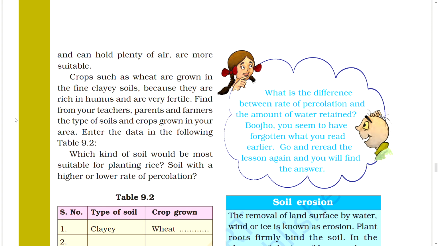And can hold plenty of air are more suitable. Crops such as wheat are grown in the fine clay soils because they are rich in humus and are very fertile. Find from your teachers, parents and farmers the type of soils and crops grown in your area. Enter the data in the following table. Which kind of soil would be most suitable for planting rice? Soil with a higher or lower rate of percolation?